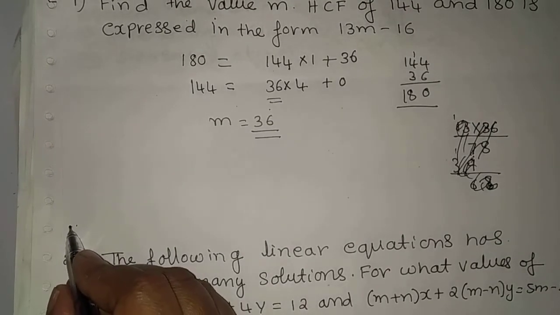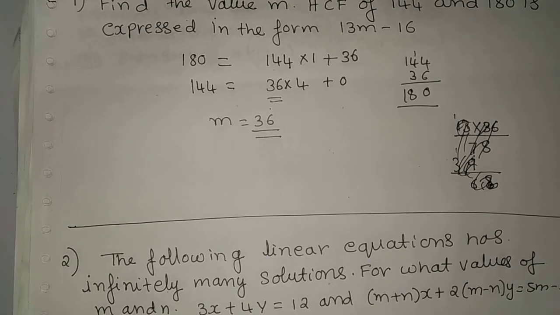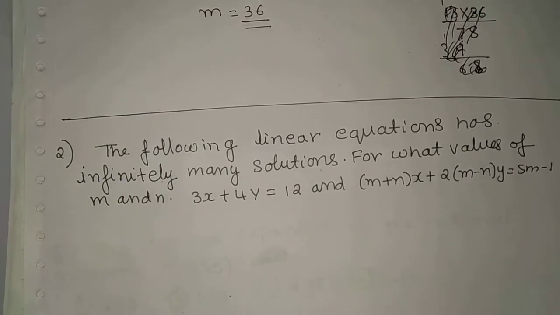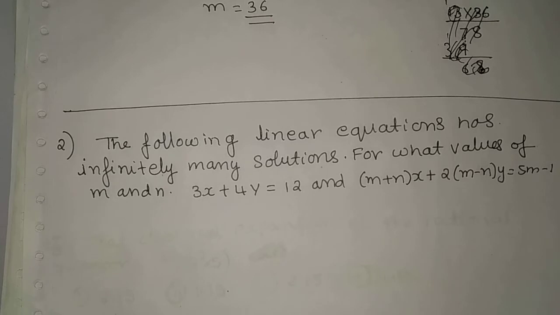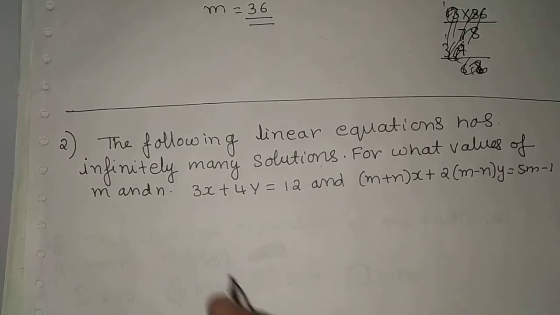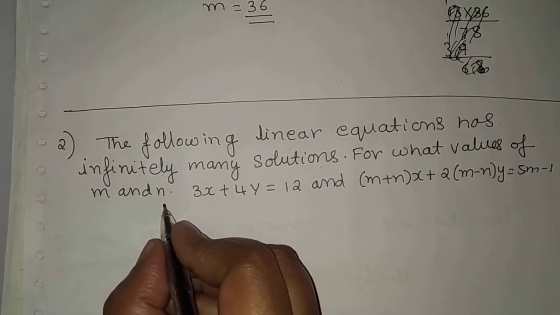Now we'll move on to the next problem, that is the following. The following linear equations have infinitely many solutions. For what values of m and n: 3x plus 4y is equal to 12 and (m plus n)x plus 2(2m minus n)y is equal to 5m minus 1. So we'll find out the solution for this one. We have to find the m and n values.